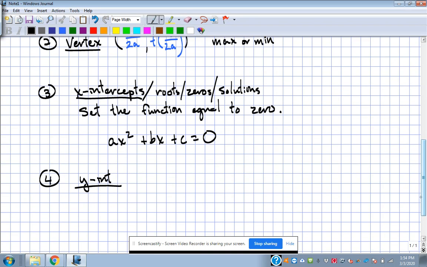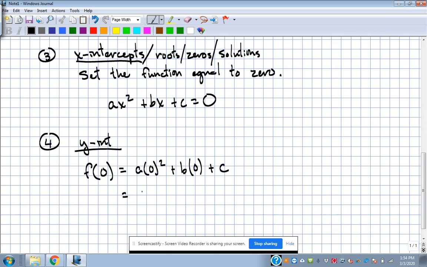To find a y-intercept for any kind of problem, we plug a 0 in the place of x. And it doesn't matter what a and b are, because I'm going to end up multiplying them by 0. What's a times 0? What's b times 0? 0 plus 0 plus c is c. The y-intercept is always c. Whatever c is, that's the y-intercept.